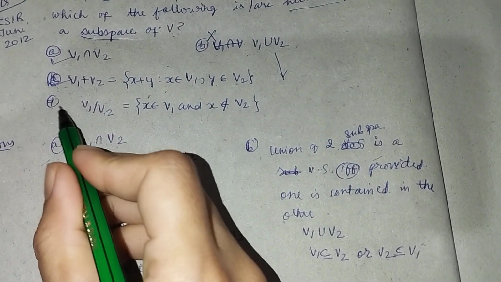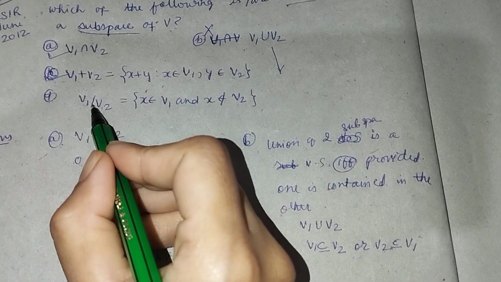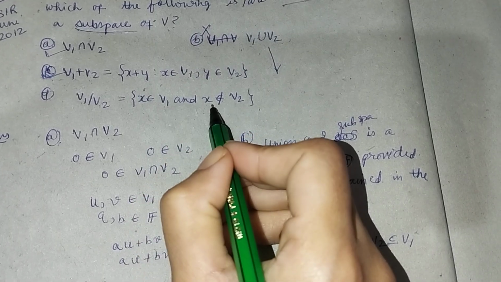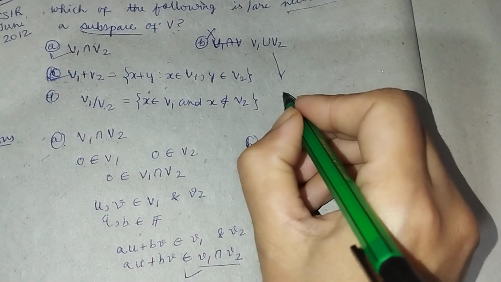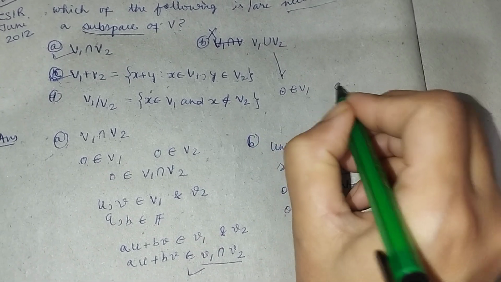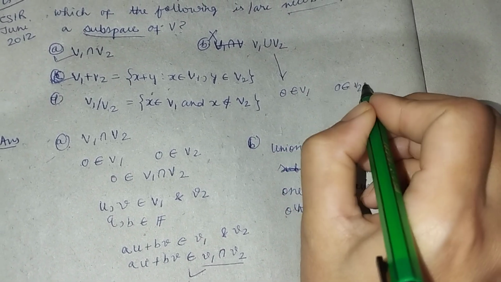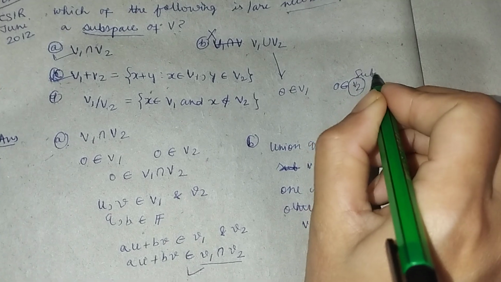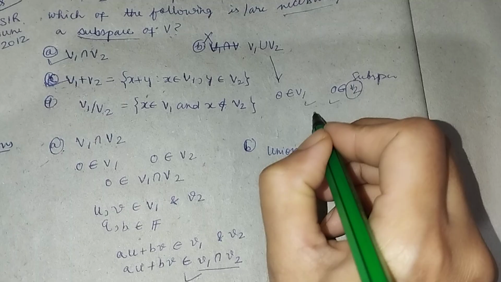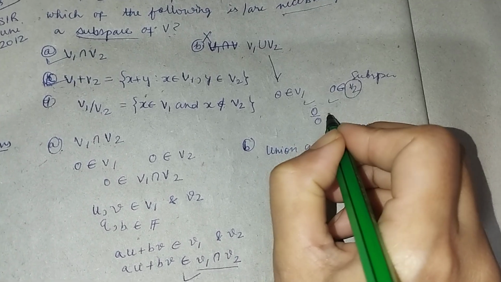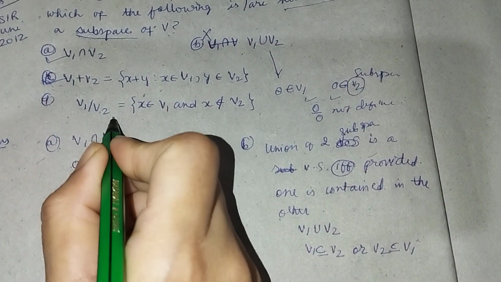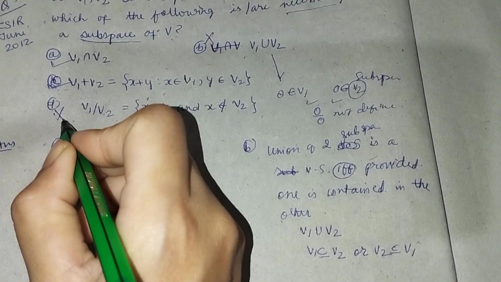The last option D, V1 minus V2. Here x belongs to V1 and x does not belong to V2. Let's say 0 belongs to V1. 0 should belong to V2 since V2 is given as a subspace. If these both are true, then this set does not contain 0. So this option is invalid and will be discarded.